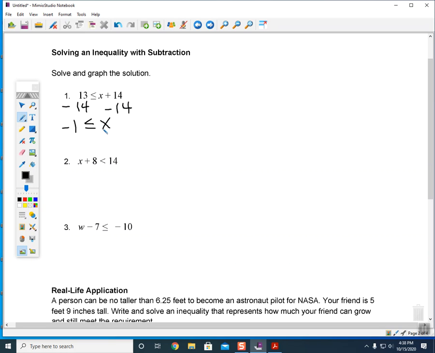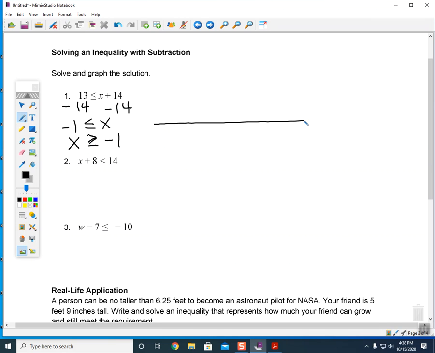Using what we did before, I'm going to rewrite this as x is greater than or equal to negative 1. All right, x is greater than or equal to negative 1. These say the same thing. My inequality, my alligator, is still eating the bigger number. They say the same thing, they're just written in a different way.